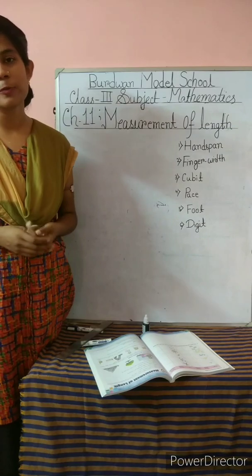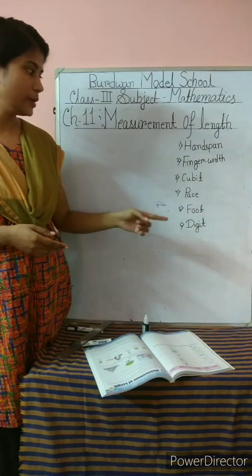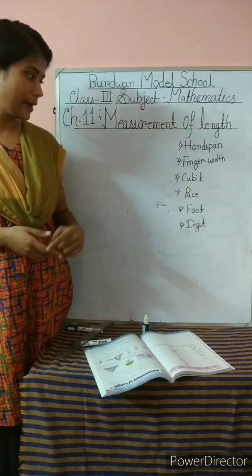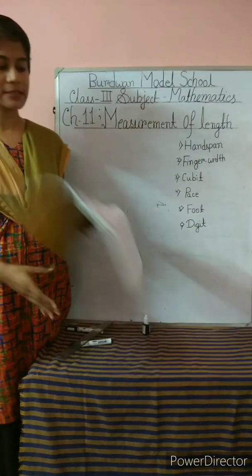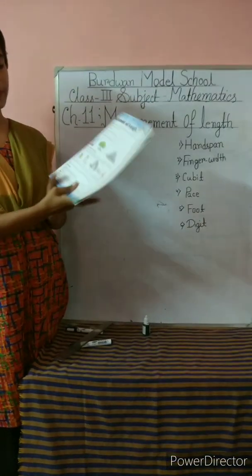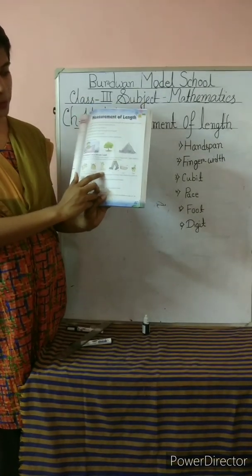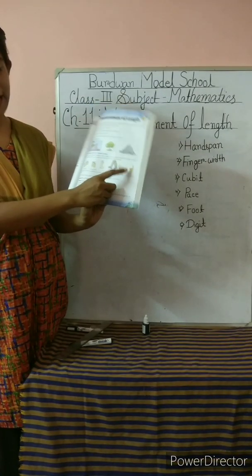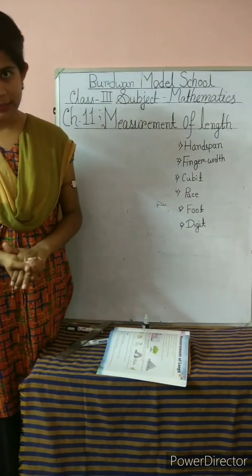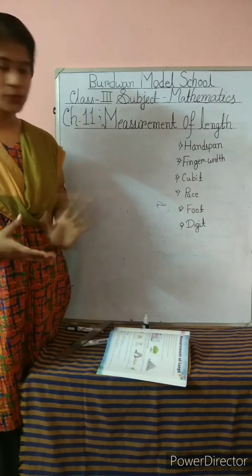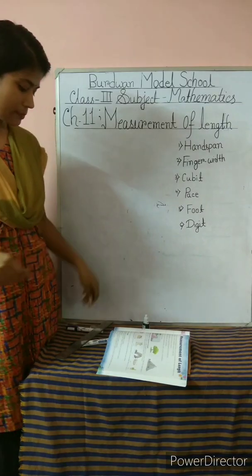At that time, people used handspan, finger weight, cubit, pace, foot, digit. In your book, you can see that they have given you the pictures of all those things: handspan, finger weight, cubit, pace, foot, and digit. Now, you know how to draw all those things. I will draw two things for you, okay? And the rest you will try to draw by yourself.